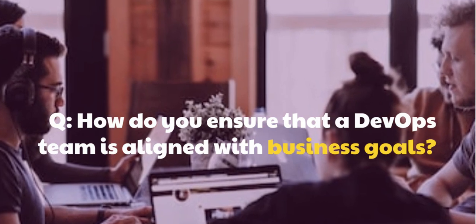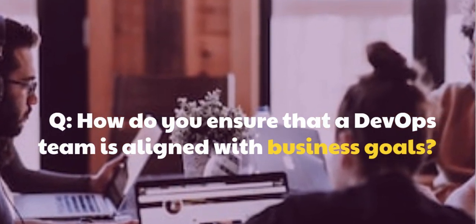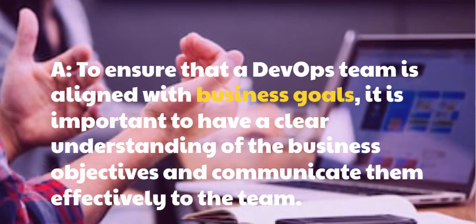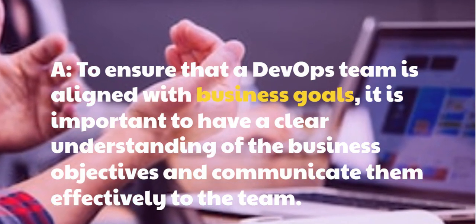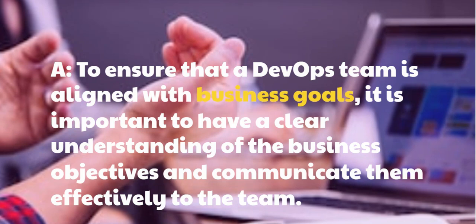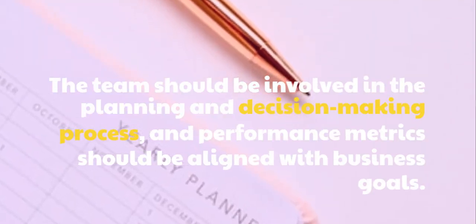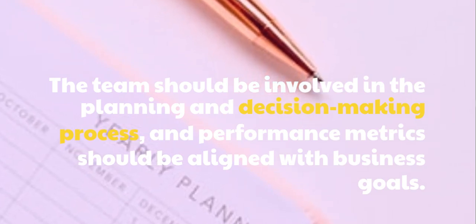Q. How do you ensure that a DevOps team is aligned with business goals? A. To ensure that a DevOps team is aligned with business goals, it is important to have a clear understanding of the business objectives and communicate them effectively to the team. The team should be involved in the planning and decision-making process, and performance metrics should be aligned with business goals.